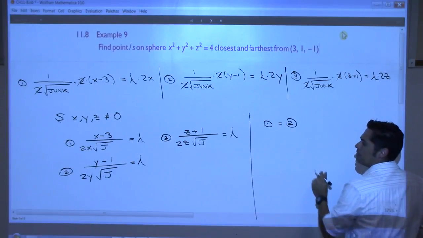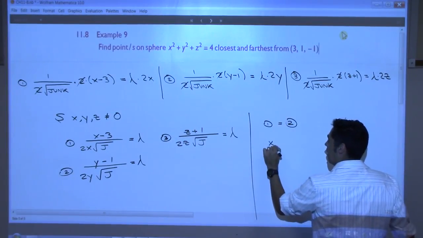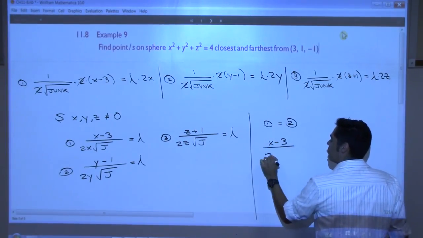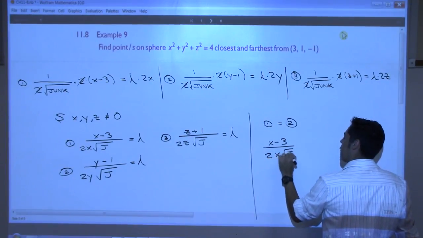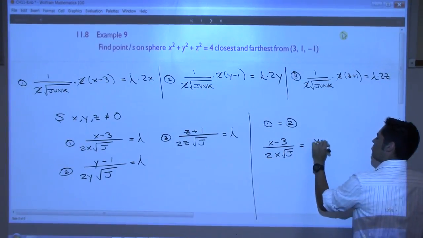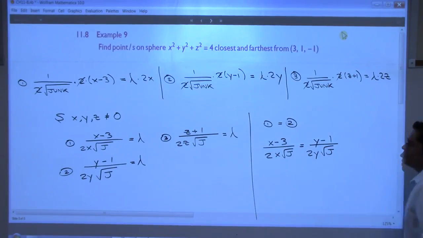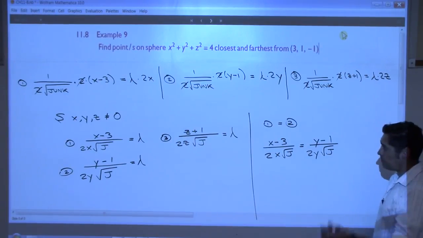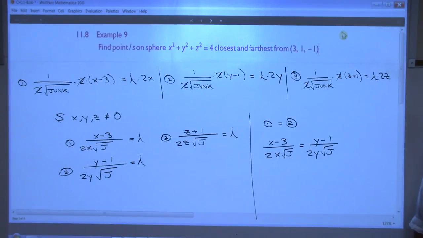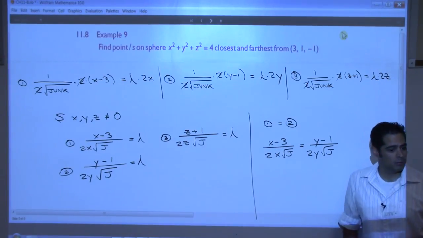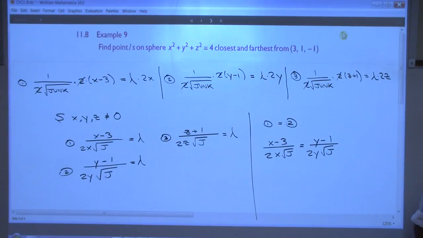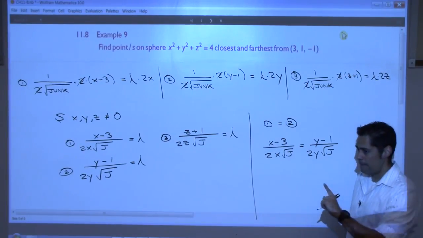If I set 1 equal to 2, I get x minus 3 over 2x root junk must equal y minus 1 over 2y root junk. Now, I don't like the root junk. May I multiply both sides by root junk? Yes, right? How can you assure me that the root of the junk will never be 0? Because remember, you can never multiply both sides of an equation by 0.